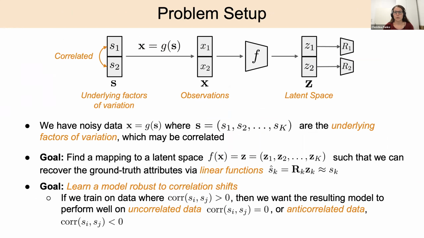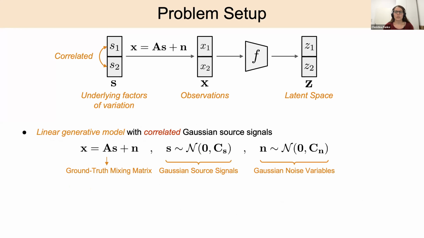Okay, so here's a more detailed description of the problem we want to study. Suppose we want to observe noisy data X that is obtained from a generative process G of S, where S are the underlying factors of variation, which may be correlated with each other. We now wish to find a mapping F to a latent space Z, such that each of the original attributes can be recovered from the corresponding subspace Zk by a linear mapping Rk. Overall, we want that a mapping F is robust to correlation shifts. In particular, we want that a model that was trained on correlated data performs well on uncorrelated or even anti-correlated data.